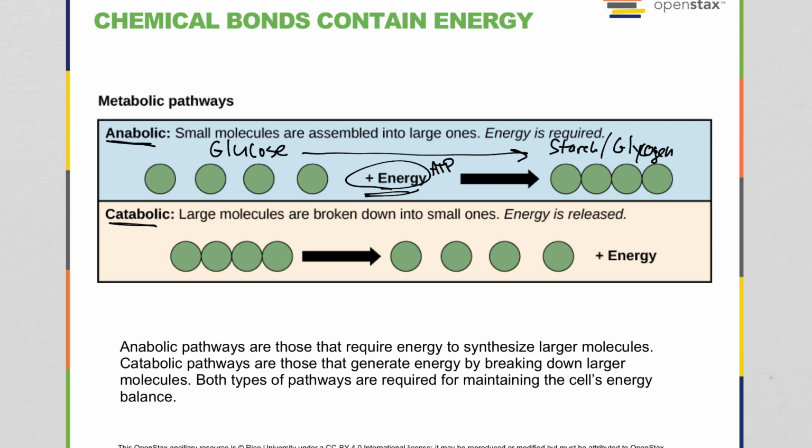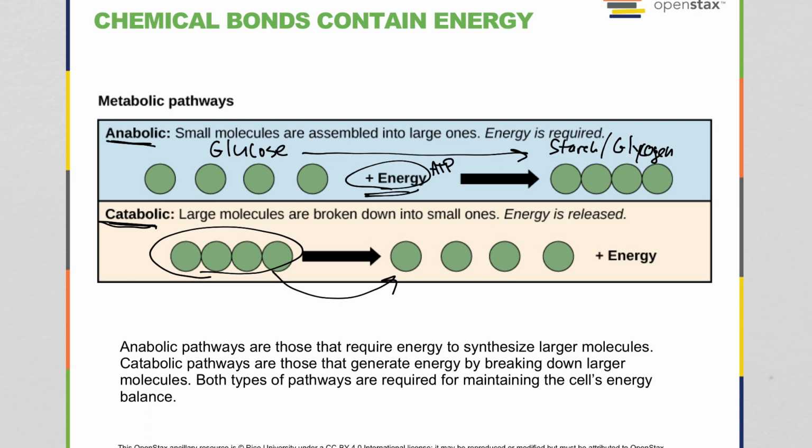All right? Later on, when you take those complex molecules and you break them apart into smaller ones, that is catabolic. You're just doing the exact same thing in reverse. So that would be taking our starch or glycogen and breaking it back into glucose. Right? And this concept works for any biomolecule.